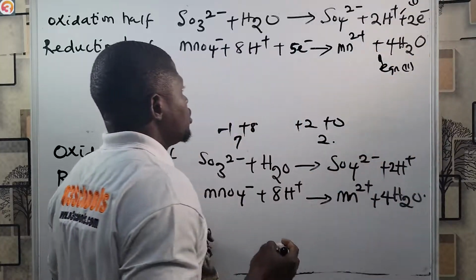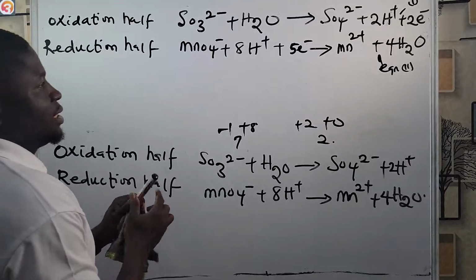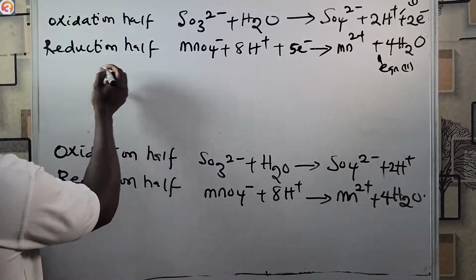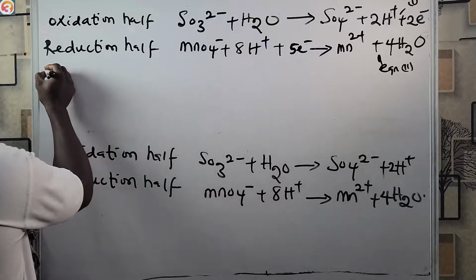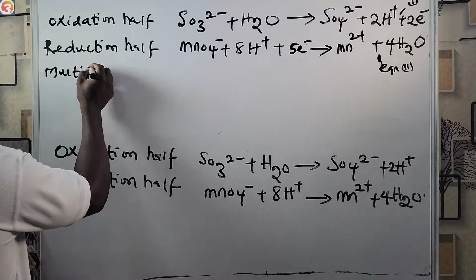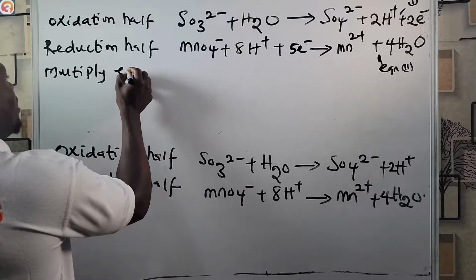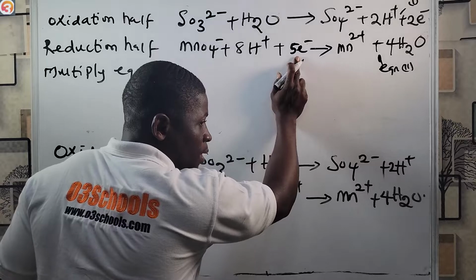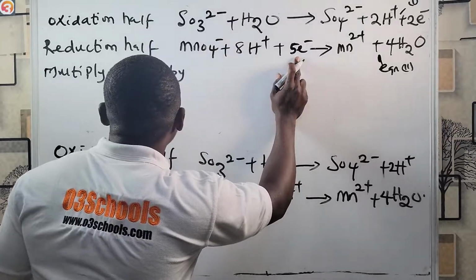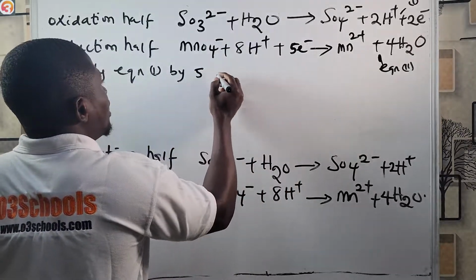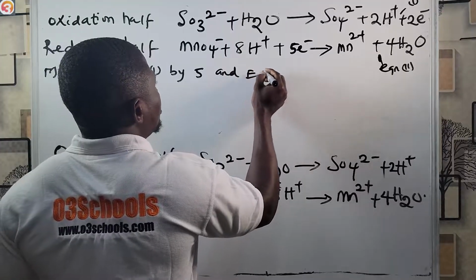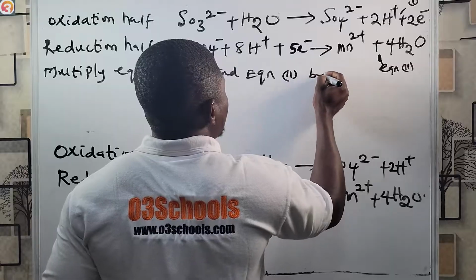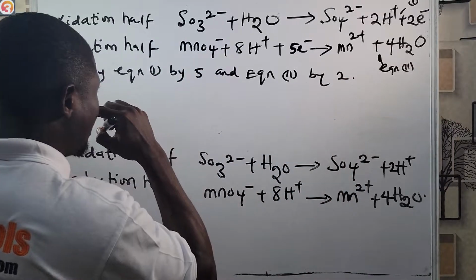Let's call this one equation 1, and this one equation 2. So now let's do it. We multiply equation 1 by the coefficient of electron in the reduction half, which is 5, and equation 2 by 2.